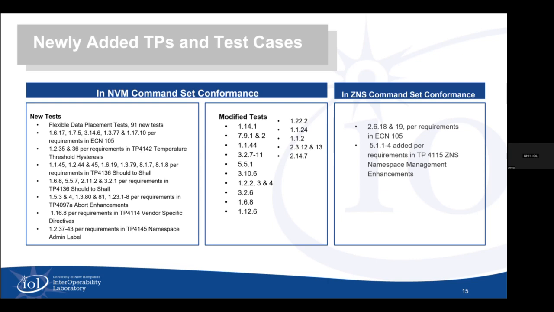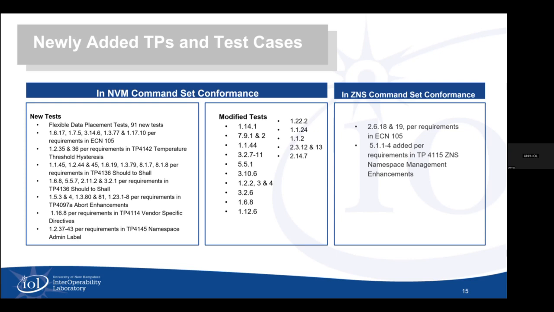Some of the other things we've added, ECN 105 added some new changes. Some of it has to do with write protection being enabled and formatting or sanitizing when write protection is enabled. There are some changes for asynchronous event clearing, asymmetric namespace access, and also we added 1377, which is a test for supported capacity configuration list. We also added temperature threshold hysteresis. So that was a new feature that was added, and we added a couple tests there.